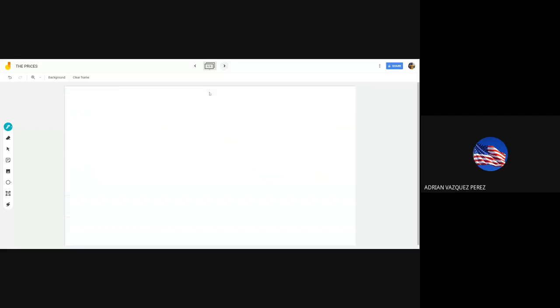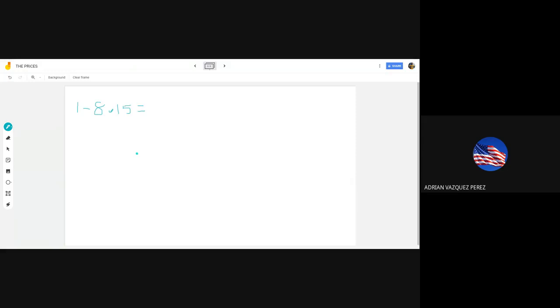Now, on your notebook, en su libreta, ready. We're going to try to do this exercise. Escribimos. Número 1. Escribimos con letra. Let's write with letters this price. This is a point. Recuerden, este es un punto. 8.15. Number 2. 11.55.